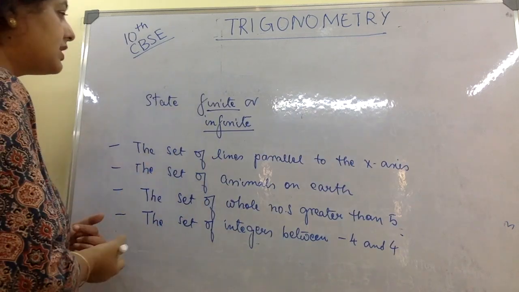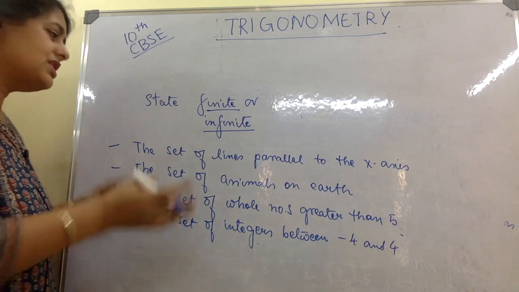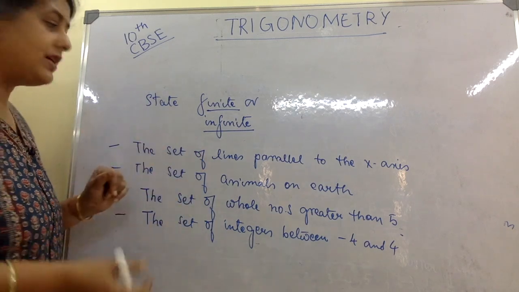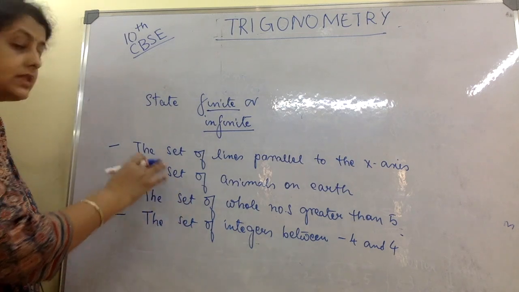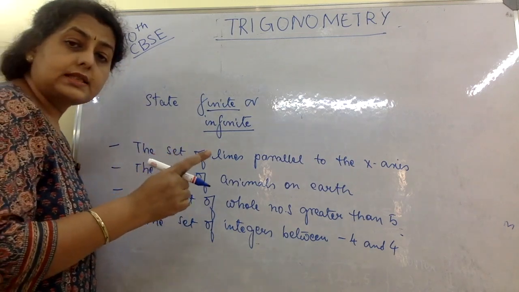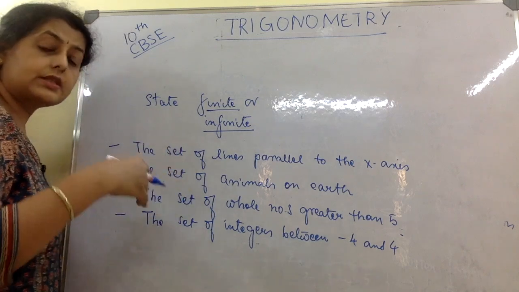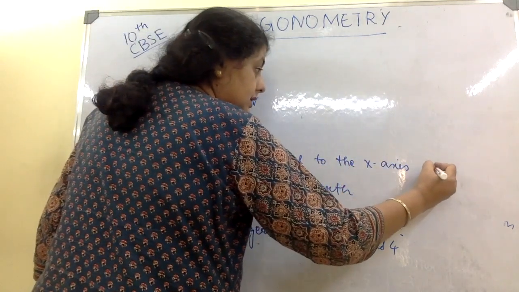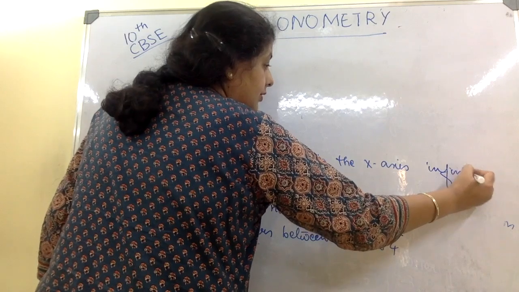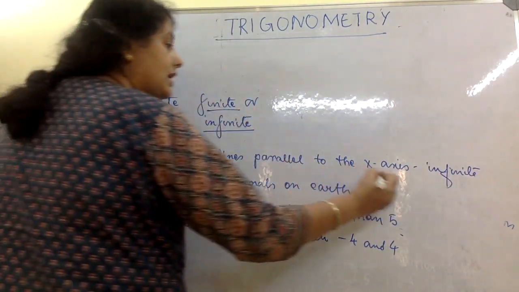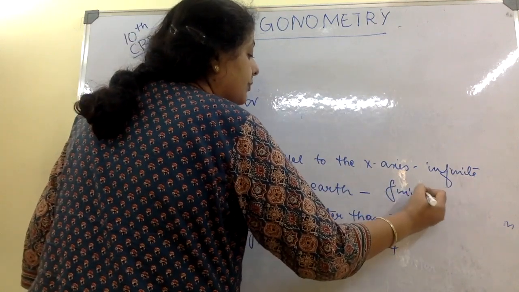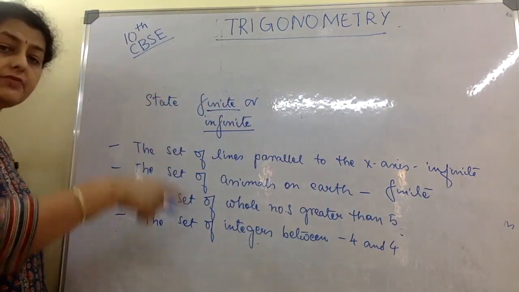Now here is a question: state finite or infinite set. So we just have to read it and decide finite or infinite. Set of lines parallel to the x-axis. Now the set of lines which are parallel to the x-axis will go on and never end. Therefore it is infinite. Then the set of animals living on earth, that is finite, because we can actually count them. It will take a lot of time, but we can actually count.